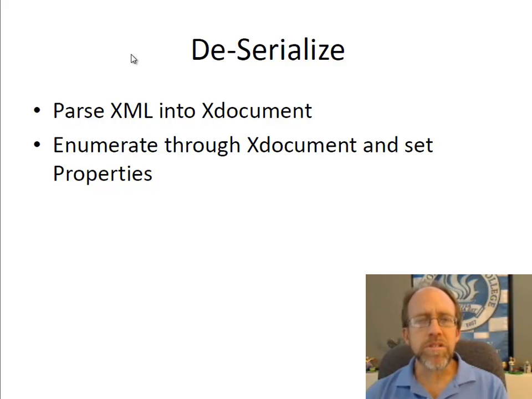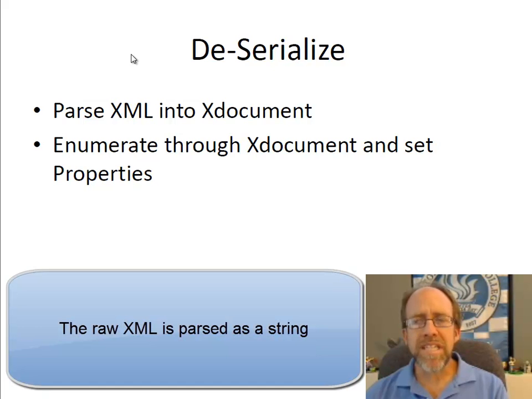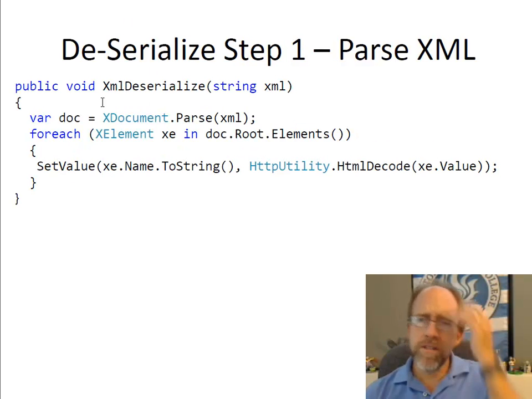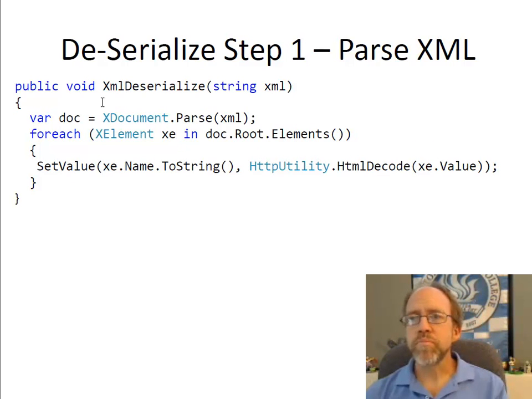So what I do is I simply take the XML and I parse it into an XDocument, which is an actual object in the XML namespace. Just note that XDocument in the namespace is capital X, capital D. And then I enumerate through the XDocument and I set the properties of the class. And here's the basics of how I do this.